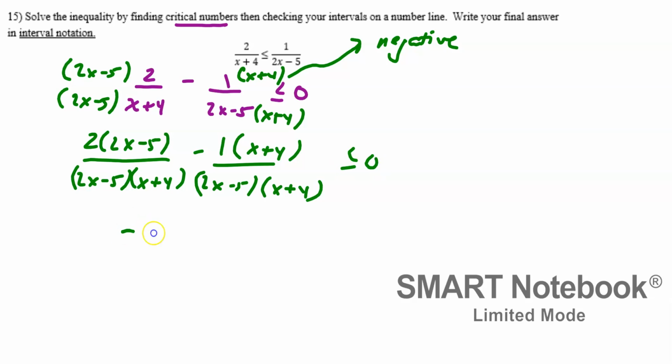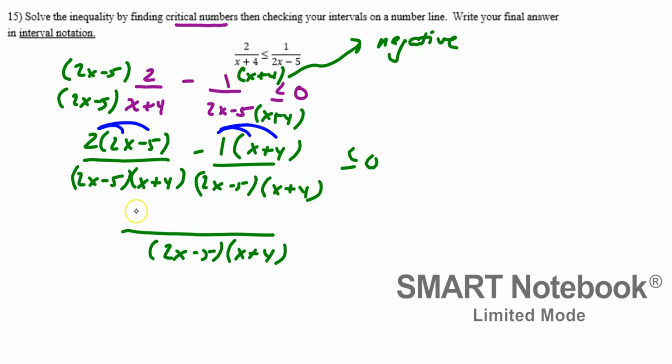Now I'm going to combine this into one big fraction. Now these two fractions have the same denominator, the denominator being 2x minus 5 and x plus 4. Now the numerator, what we can do is we can distribute here, we can distribute here. So if I distribute the first piece, notice I did not distribute on the bottom because we want them to be in parentheses or in factored form so we can get our critical numbers. So I'm going to write a note. You want to multiply out the numerator, but leave the denominator.